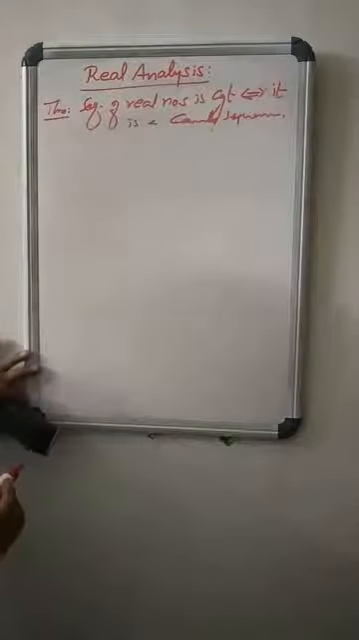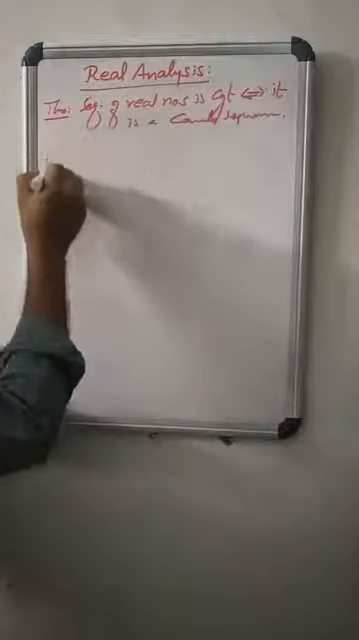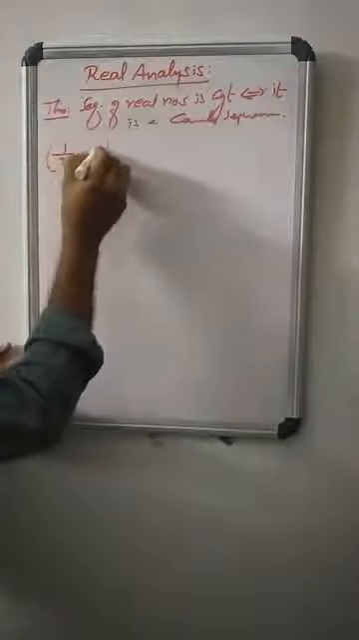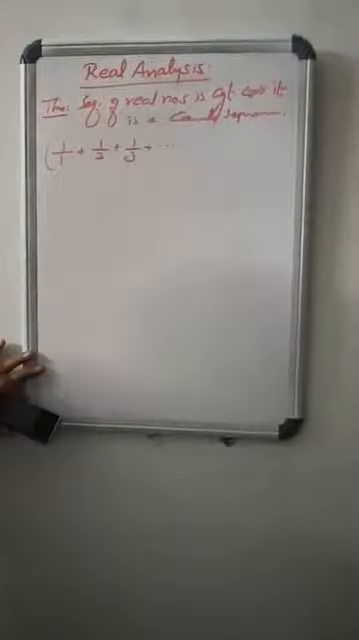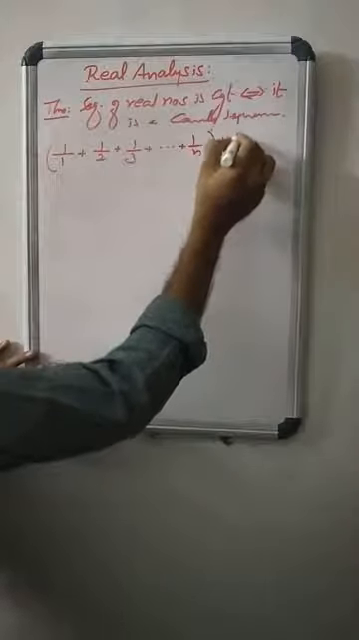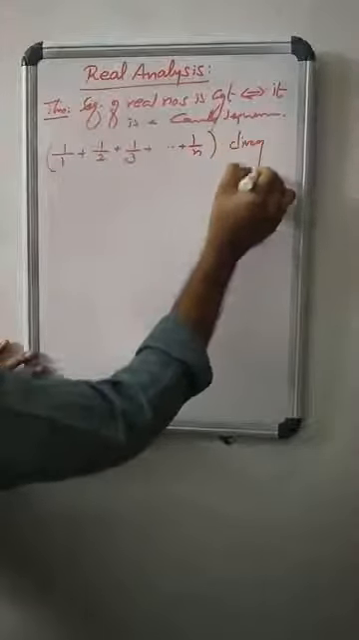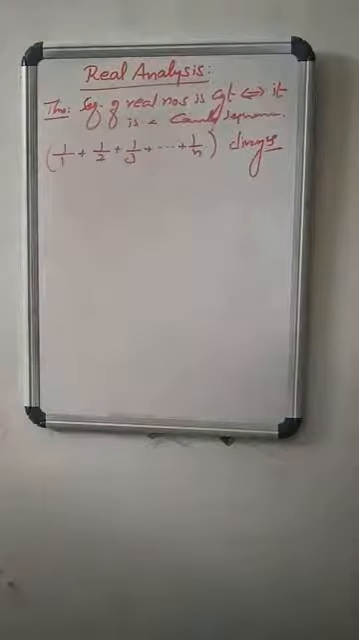Now, consider the sequence 1 by 1 plus 1 by 2 plus 1 by 3 plus etc. plus 1 by n. It diverges. How to prove this one?